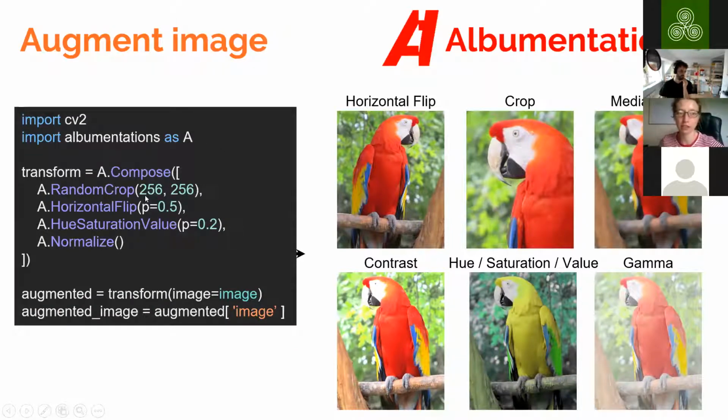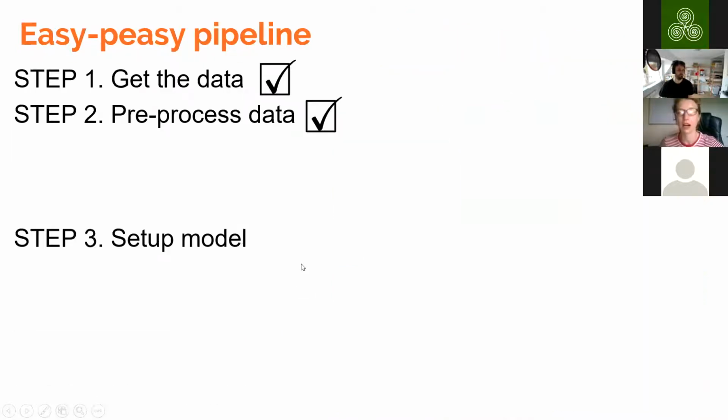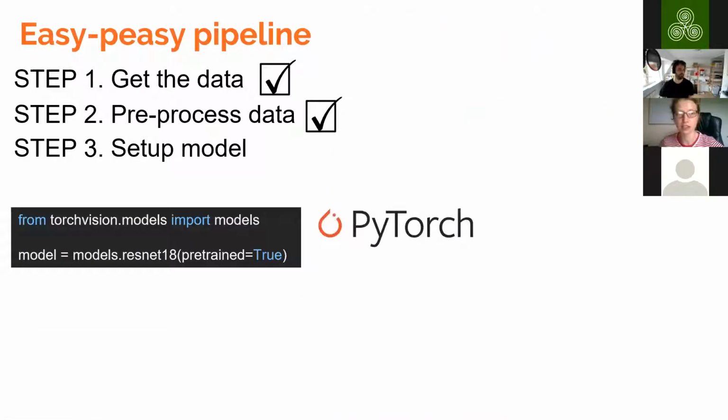You just set the transforms that you want to use, let's say horizontal flip, random crop, and so on. You compose them together, and then you just apply them to your image in 2 lines. After you have the data preprocessed, you need to set up the model.